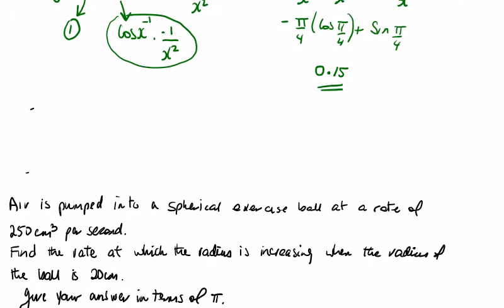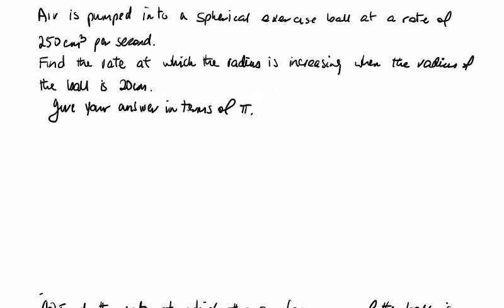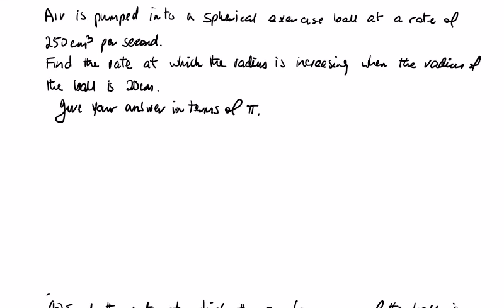On to the next question. Air is pumped into a spherical, write down sphere, 4/3 pi r cubed is the volume of a sphere, at a rate, so we're looking at calculus again, at 250 meters cubed per second. Okay, what's going on here? So let's write down our information here. We have V of a sphere is 4/3 pi r cubed.